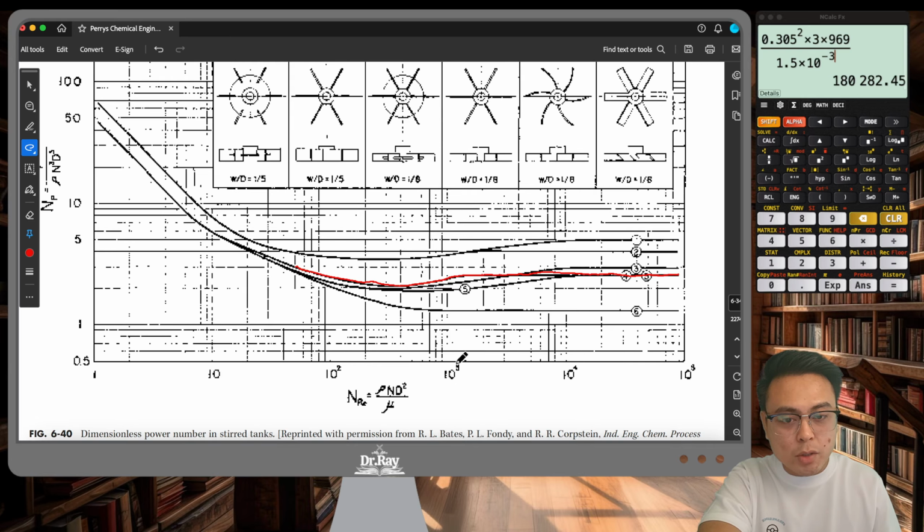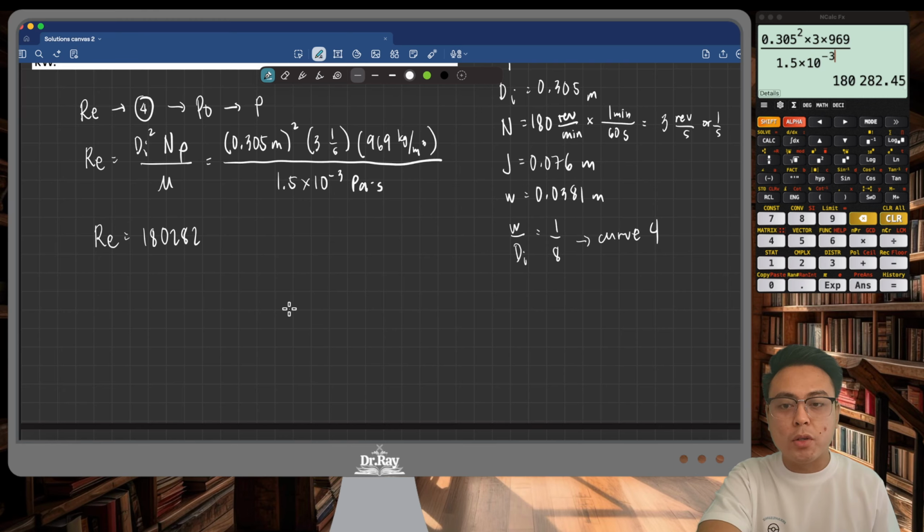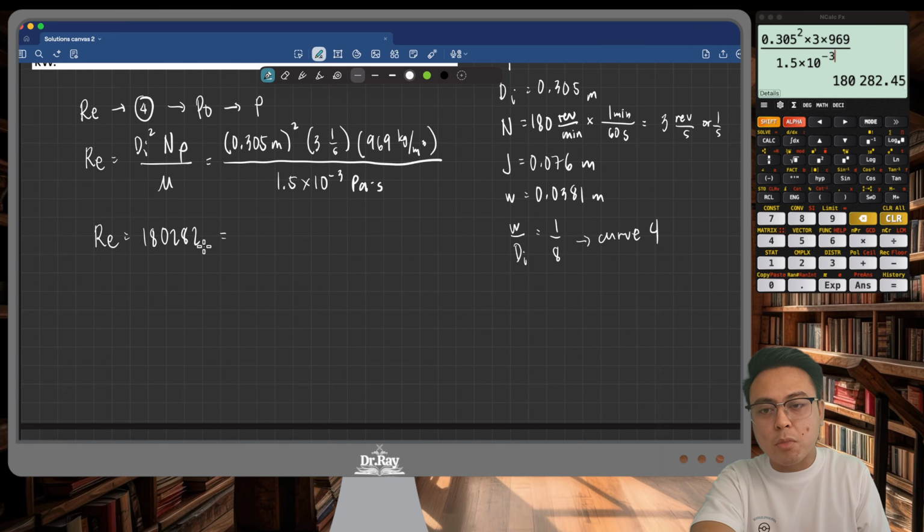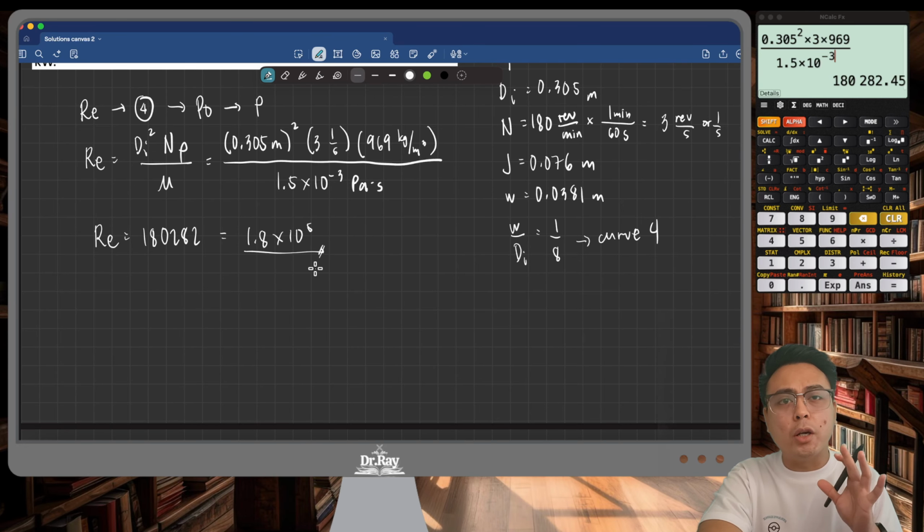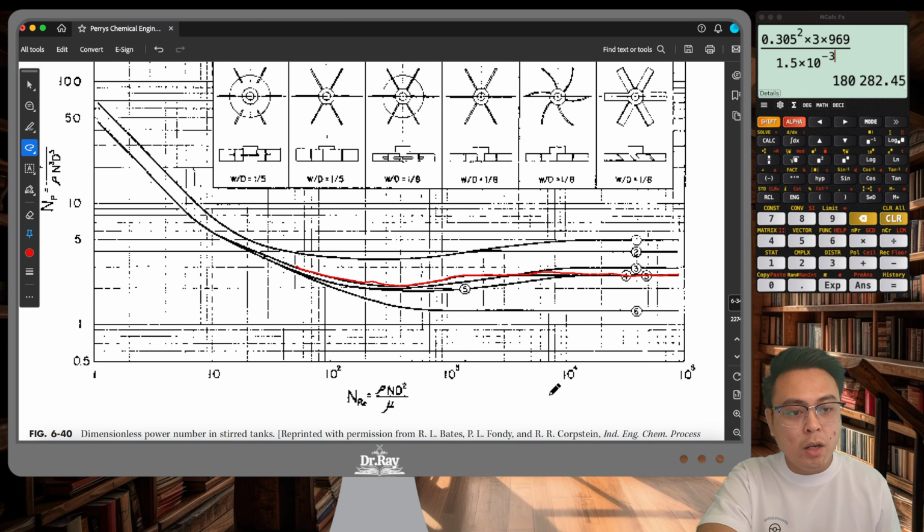This is 10 raised to 3. This is 10 raised to 4. So my Reynolds number is 1.8 times 10 raised to 5. And your task now is to locate where this 1.8 times 10 raised to 5 Reynolds number is here. This is 10 raised to 4. This is 10 raised to 5. So obviously, our actual value is beyond this 10 raised to 5.